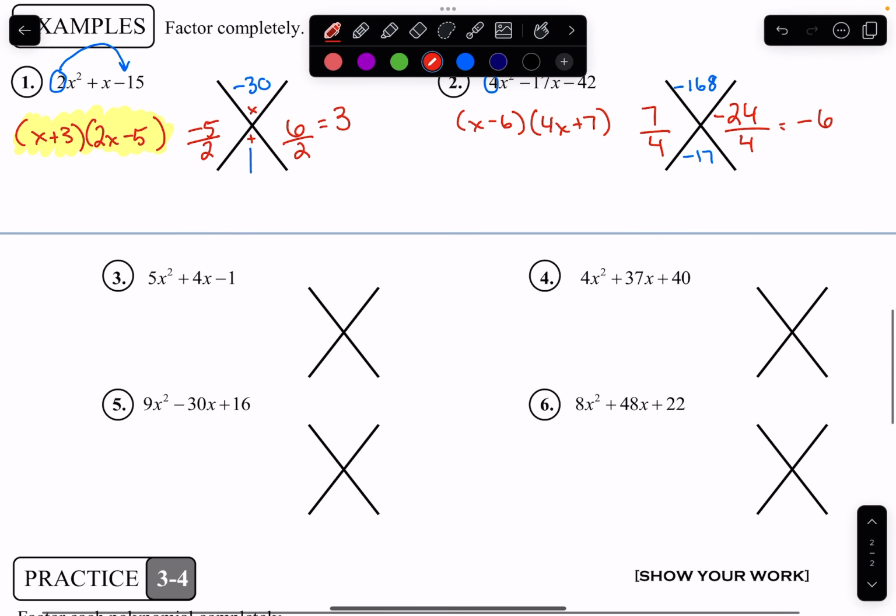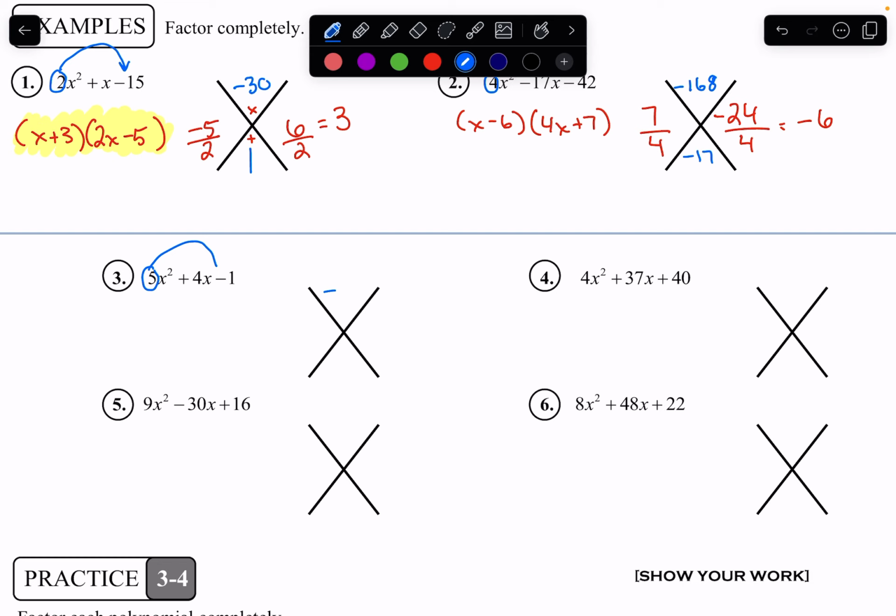Number 3, 5x squared plus 4x minus 1. Nothing can get factored out. Nothing goes into 5, 4, and 1. So when I do my factoring, I'm going to cheat and multiply 5 times negative 1 to get negative 5 on top. 4 still goes on the bottom. And I need 2 numbers that multiply to be 5. Luckily, there's only one option, 1 and 5. But I need one of those to be a negative, and it's going to be the 1, so that they add up to be 4.